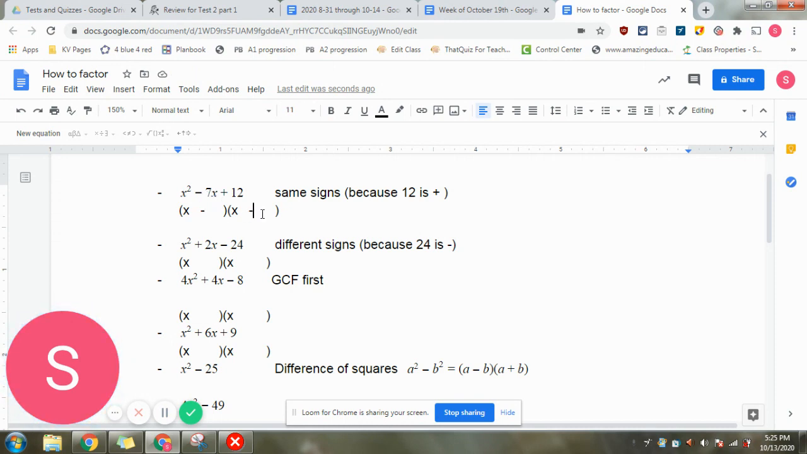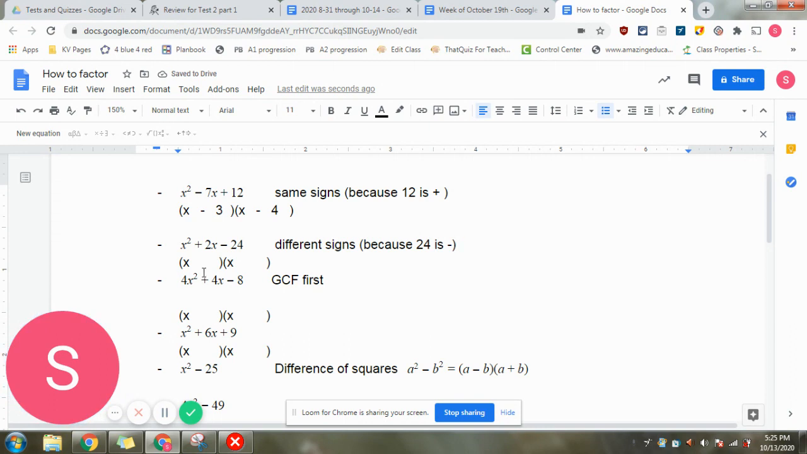Right? So they were both the same because the 12 was positive, but they're both minus because the 7 is minus. All right, we need two numbers, here and here, that will multiply to give us 12, and they will add to give us 7. So multiply to give you 12 and add to give you 7 has got to be a 3 and a 4, and that's it.